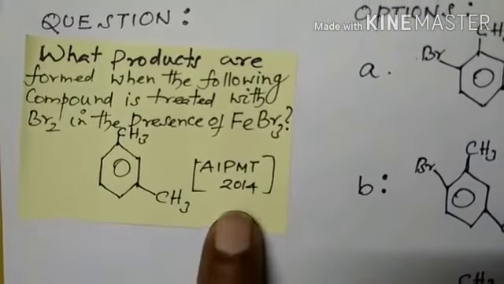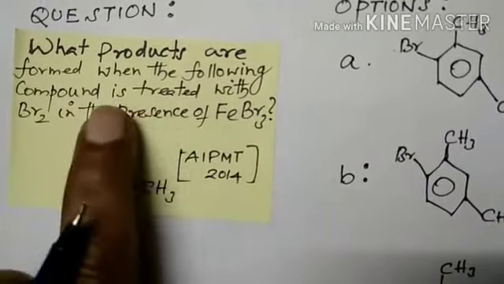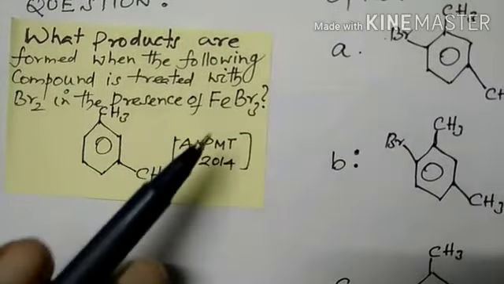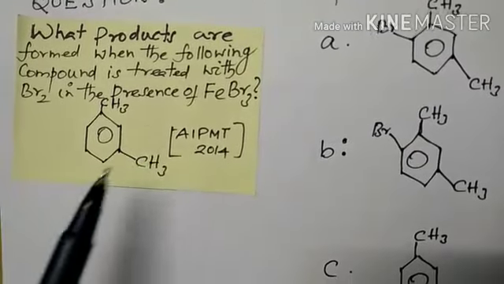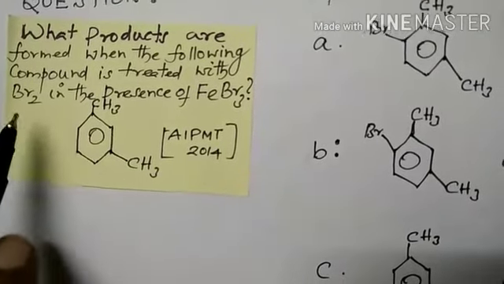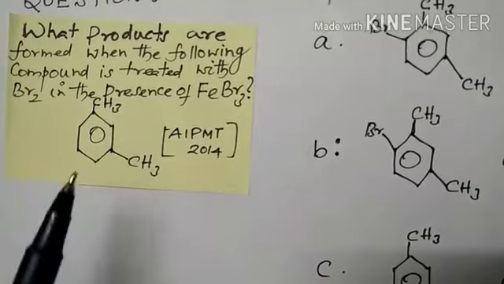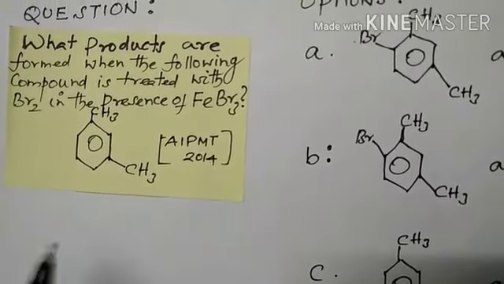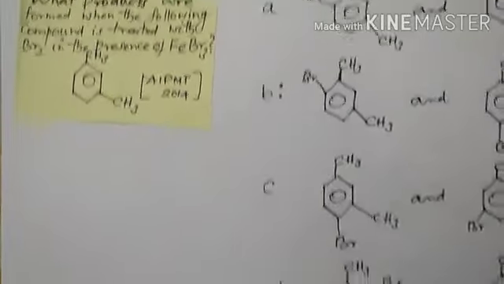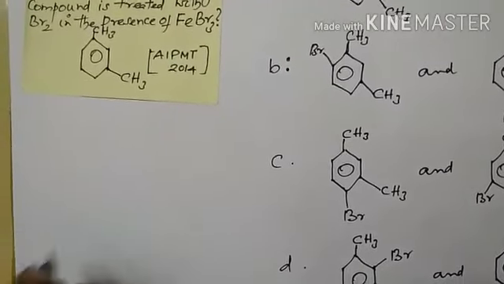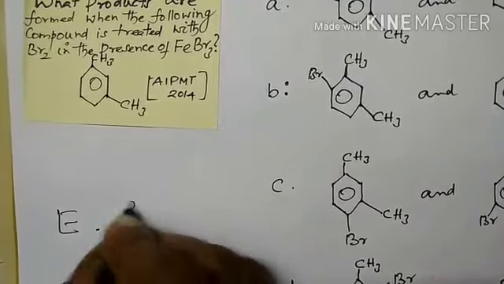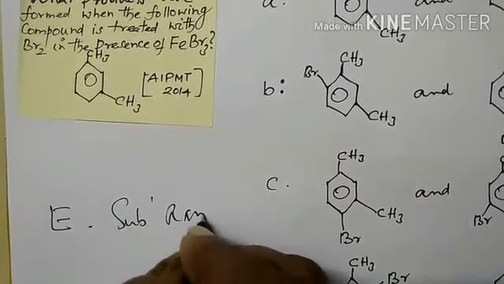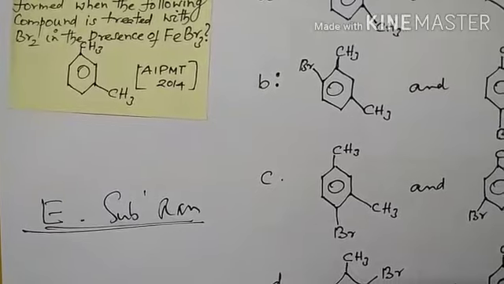Okay, now let us go to the next question. This is NEET 2014. What products are formed when the following compound is treated with bromine in the presence of ferric bromide? The reaction given is the electrophilic bromination. Now let us write the reaction. We know today's topic is everything based on electrophilic substitution reaction. So, today's main knowledge is electrophilic substitution.